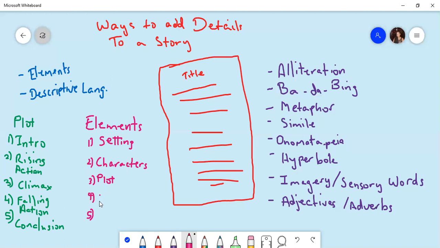I'll give you a hint. One starts with P and one starts with S. Yes, for plot. You can't put plot twice. You have to do different things. You must have a problem. And if you have a problem, what must you have? A problem always goes with a what? A solution.